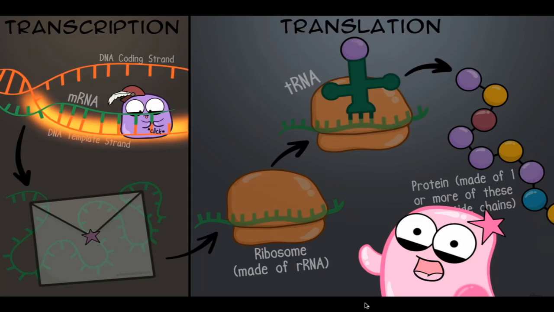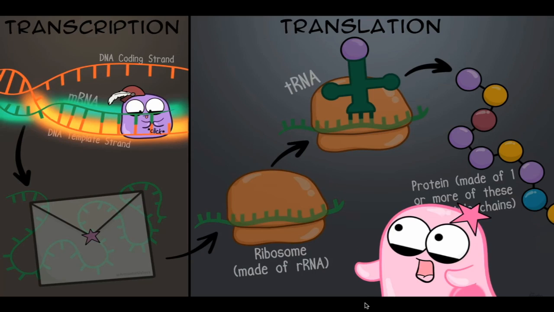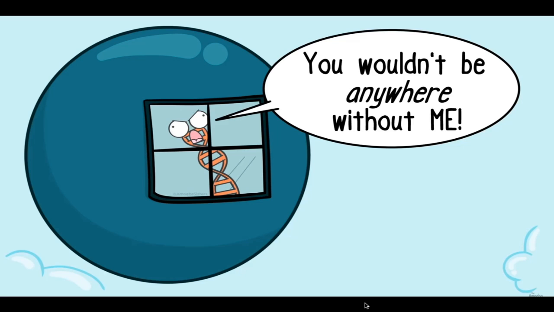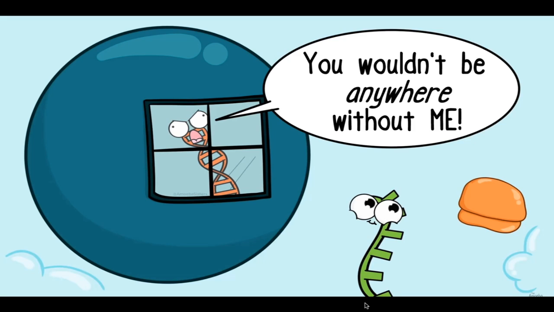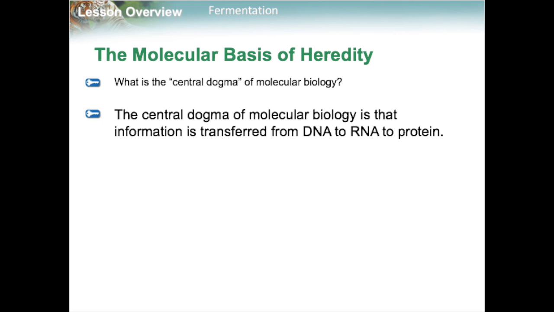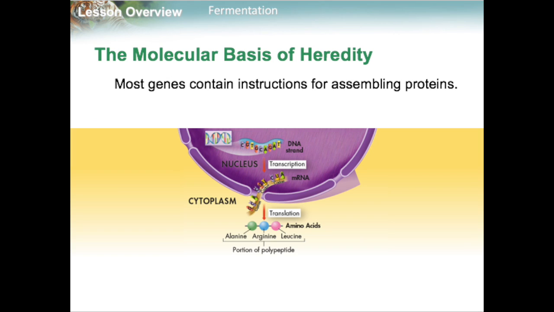But remember, that mRNA was complementary to the DNA, so the DNA ultimately was the director of the entire protein building. Of course, it couldn't have done it without some serious help from mRNA, rRNA, and tRNA. This is known as the central dogma of molecular biology, and that information is transferred from DNA to RNA to protein. So most genes contain the instructions for assembling these proteins.